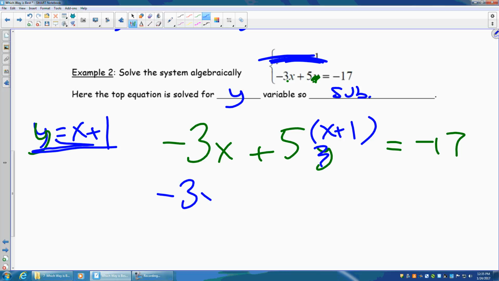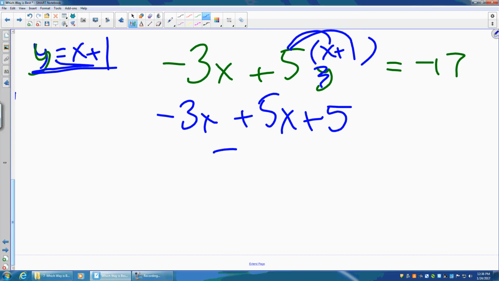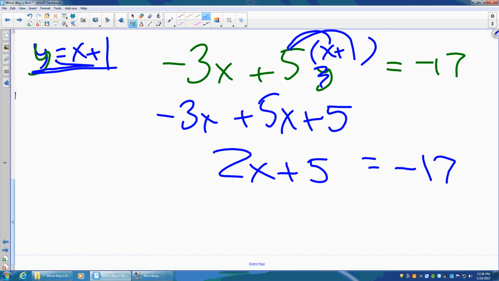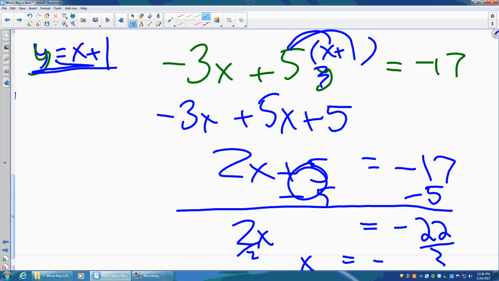So I get negative 3X plus 5X plus 5. Okay, again, this is what we did at the beginning of this chapter. And then I can put some stuff together here. I end up getting 2X plus 5 is negative 17, minus 5 on both sides, and I end up getting 2X is negative 17 plus 5 is 22. And when I divide both sides by 2, I end up getting X is negative 11.